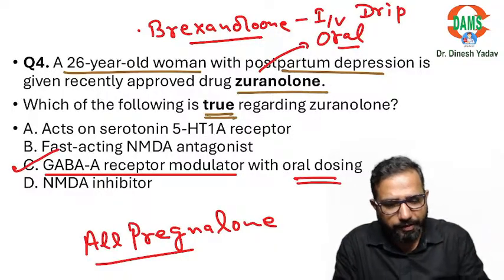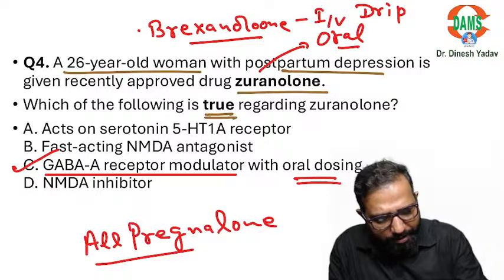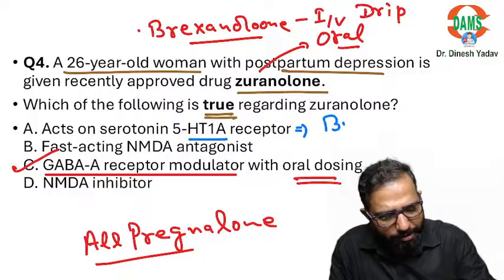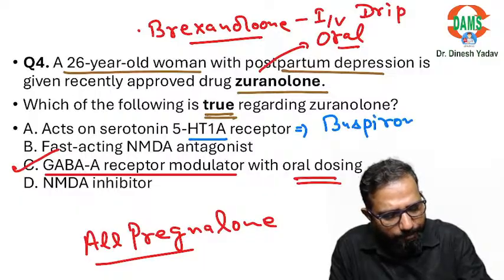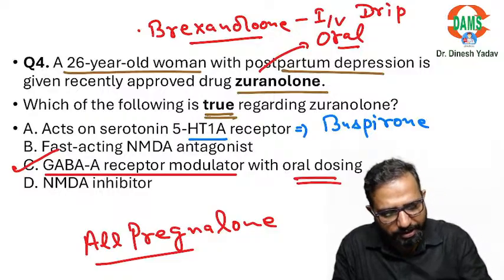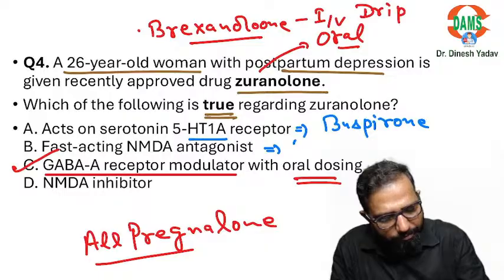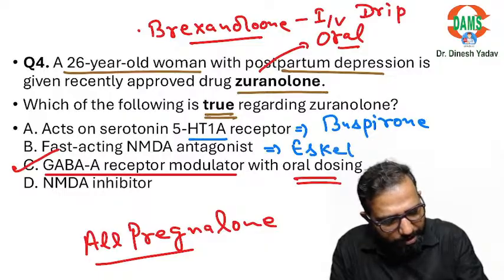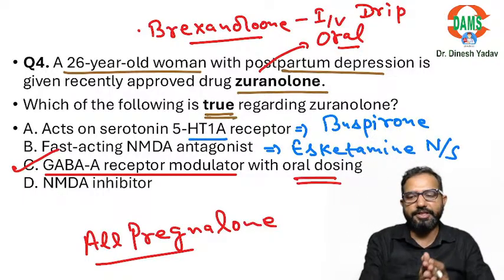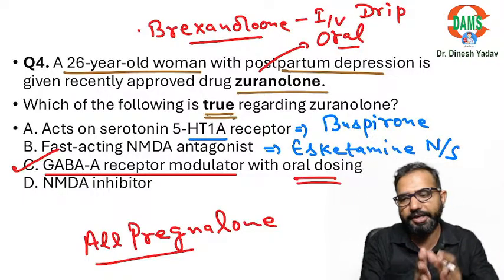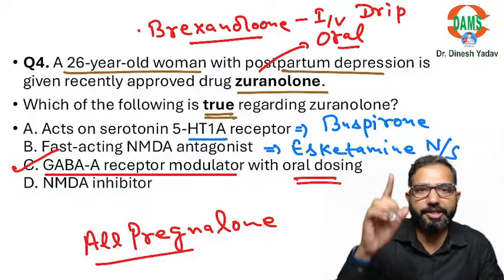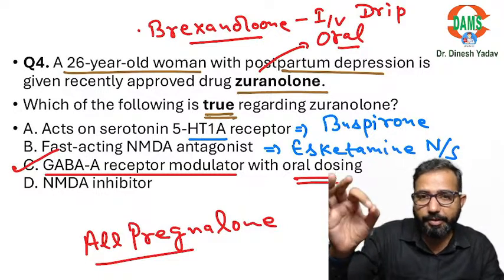Now can you tell me which drug targets the 5-HT1A receptor? In depression we use buspirone, zapirone like drugs. These are used mainly for anxiety. Fast acting NMDA antagonist: we have S-ketamine, that is approved for depression. S-ketamine nasal spray is approved for depression. Nowadays we use S-ketamine in depression, and the nasal spray is available.